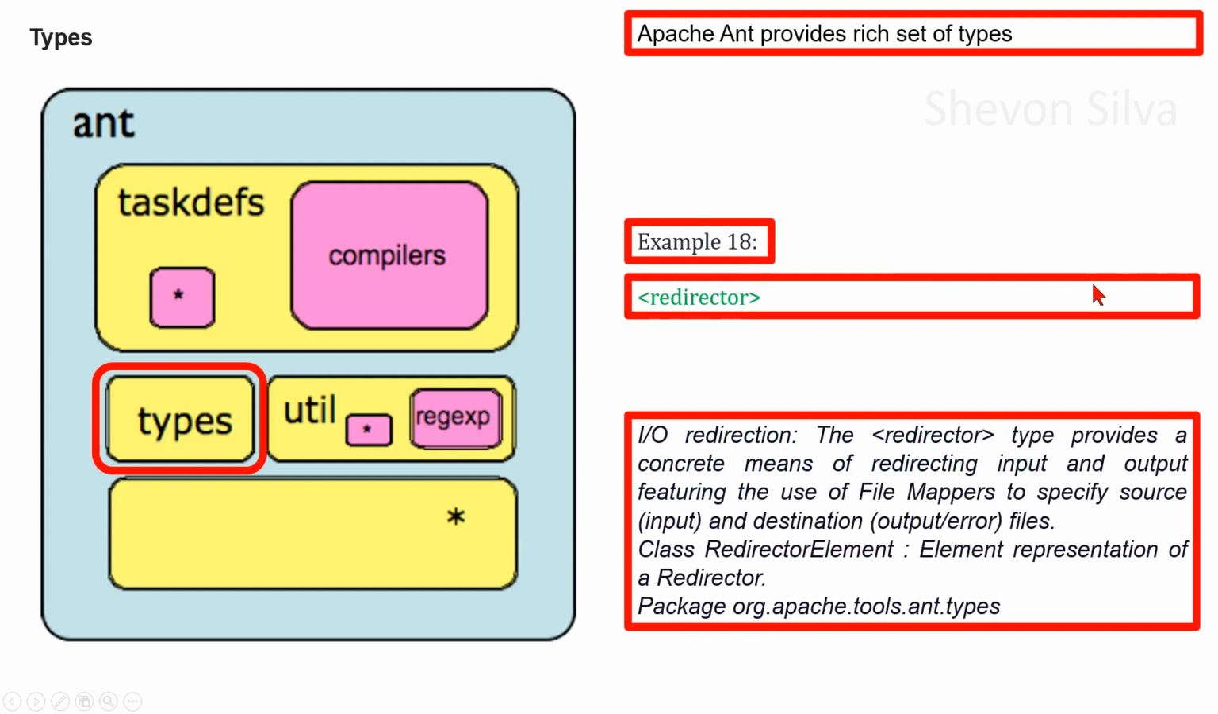Now we are considering IO redirection. The redirector type provides concrete means of redirecting input and output, featuring the use of file mappers to specify source input and destination output error files. With regard to API, we can consider class RedirectorElement, representation of a redirector. This is in the package org.apache.tools.ant.types.